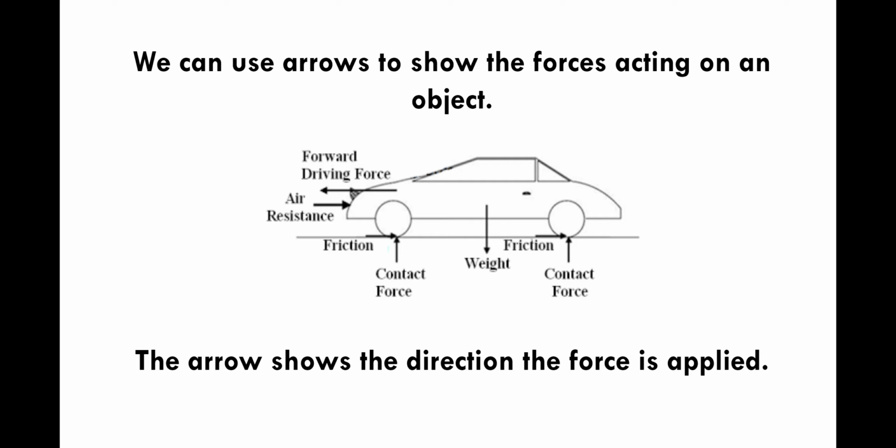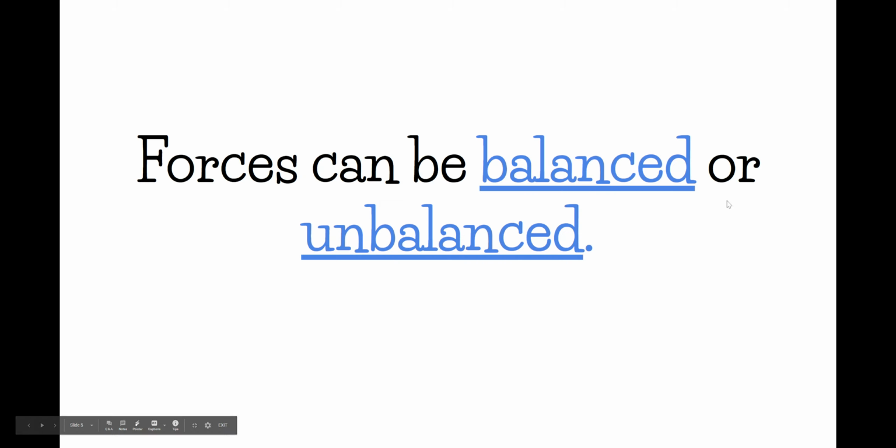So on this car, I see 7 forces. I see air resistance, I see friction, contact force, the weight of the car is a force acting downward. And each of those arrows show the direction that each of those forces applied in. So for example, air resistance is being applied this way to the right.